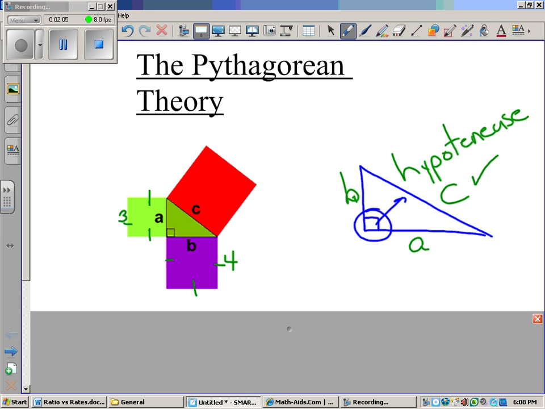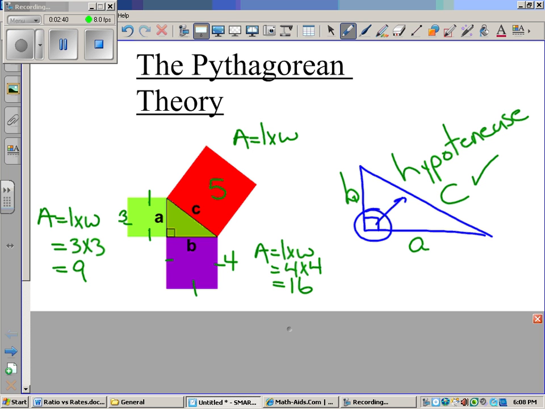Well, the area of this square equals length times width, and that's 3 times 3, and that's 9 squared units. If it was centimeters, it would be 9 centimeters squared, whatever you want it to be. We don't really need to have a measurement or a unit right now. For this one here, area equals length times width, and that is 4 times 4, it's a square, and that's 16. I think when we did it in class, we used ones we already knew. So this one here was 5, if I'm remembering correctly. Length times width equals 5 times 5 equals 25.